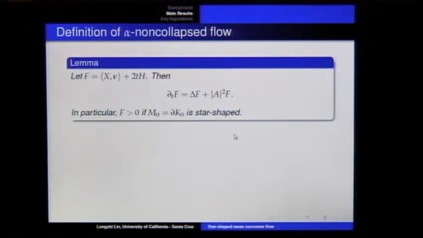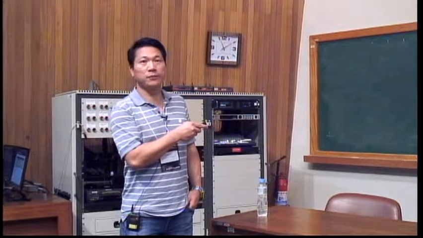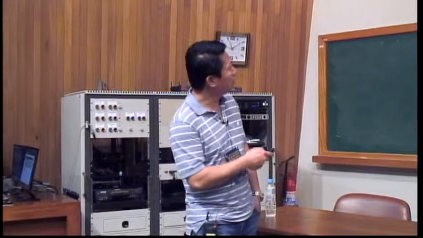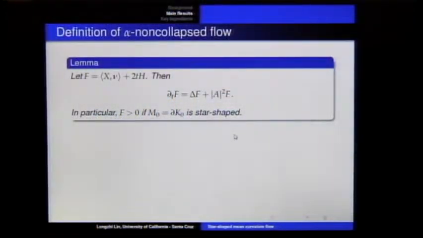Then if you look at this quantity along the flow, you can derive the evolution equation for this quantity, and this looks very much similar to the evolution equation for the mean curvature. If you replace f by mean curvature, then it's still the same evolution equation. Then you see that if the quantity f is strictly positive, then by the maximum principle, it will stay strictly positive along the flow.